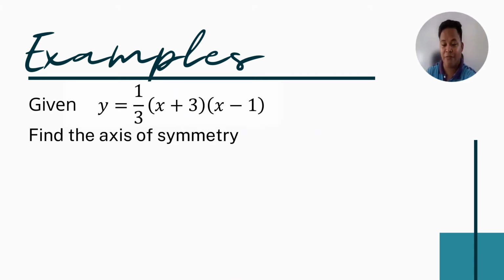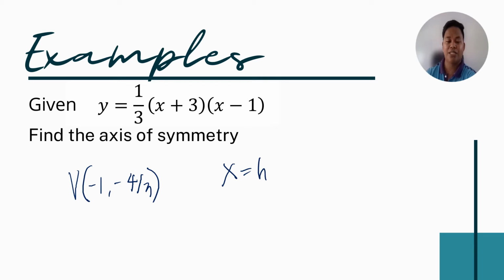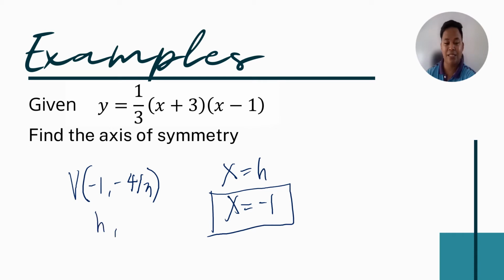The same quadratic function is given in our previous slide. And we're going to find the axis of symmetry. We already determined the vertex of this function, which is at (negative 1, negative 4 over 3). Since x is equal to h, which represents the axis of symmetry, therefore, x is equal to negative 1, from the coordinates of the vertex (h, k).